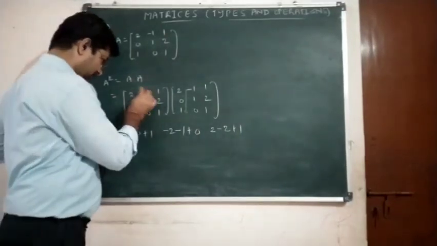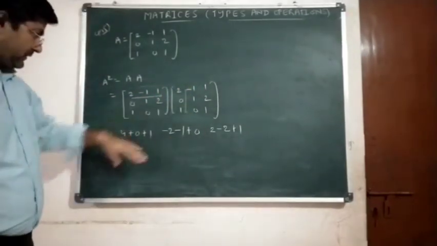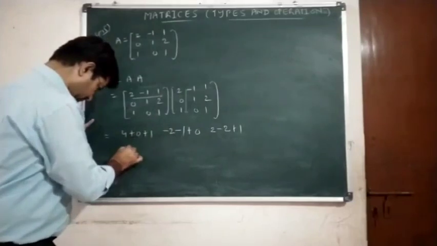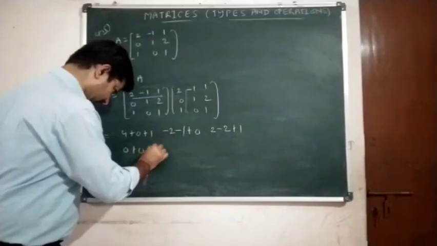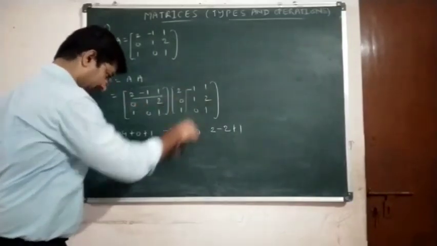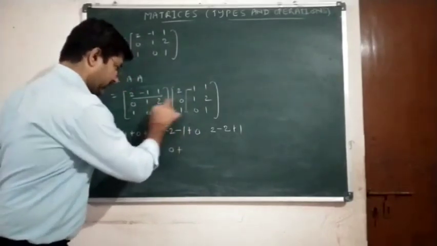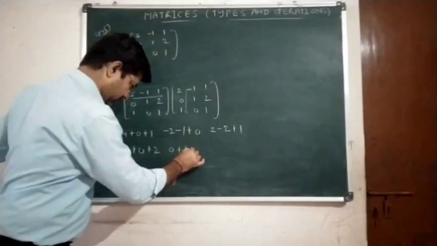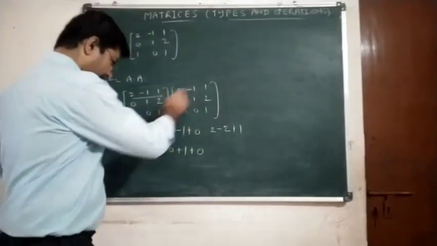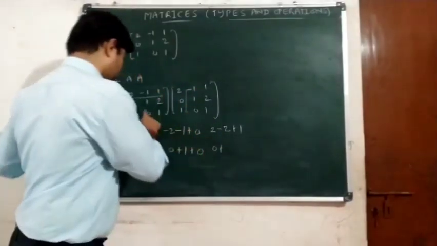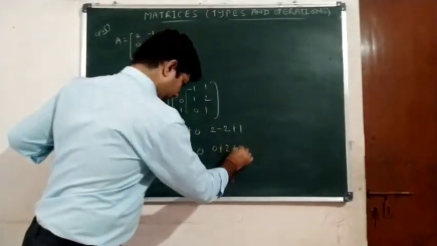Now we will multiply second row with the three columns one by one. Let us multiply second row with the first column. 0 into 2 is 0, 1 zeros are 0 and 2 1s are 2. Again with the second column, 0 into minus 1 is 0 plus 1 1s are 1 plus 2 zeros are 0. Now second row with third column, 0 1s are 0 plus 1 2s are 2 plus 2 1s are 2.